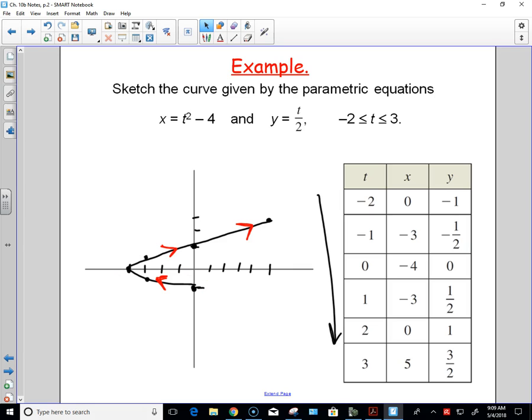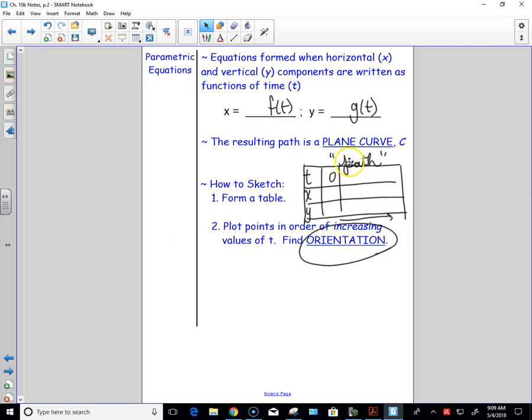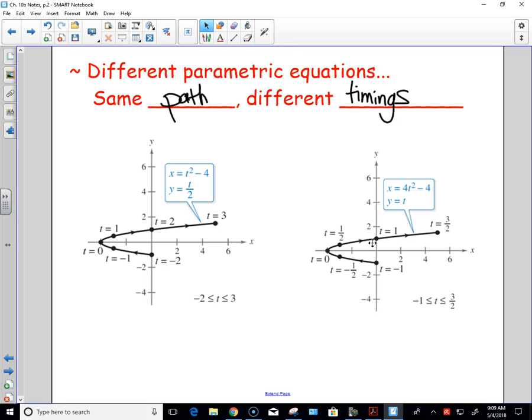So that was how to graph parametric equations by hand. We need t's. We plug in t's to the x and to the y. We graph those x's, y's, and then as we connect them, show the orientation, show the movement. Are we tracking? Okay.